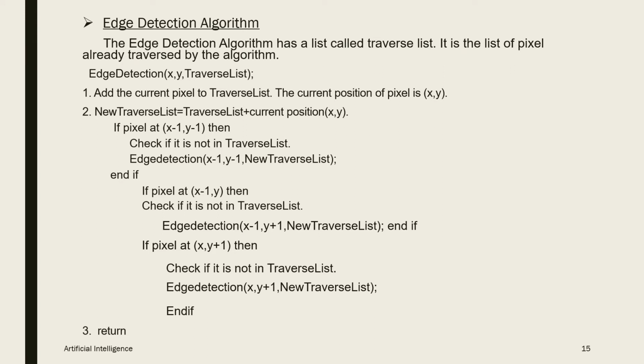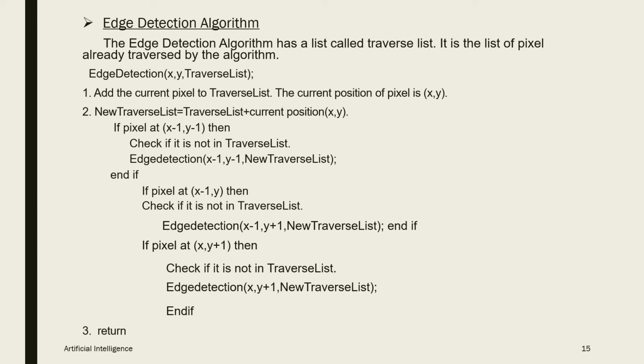This is the edge detection algorithm. The edge detection algorithm has a list called traverse list. It is the list of pixels already traversed by the algorithm. Edge detection x, y, traverse list. First, add the current pixel to traverse list. The current position of pixel is x, y. Next, new traverse list is equal to traverse list plus current position x, y.